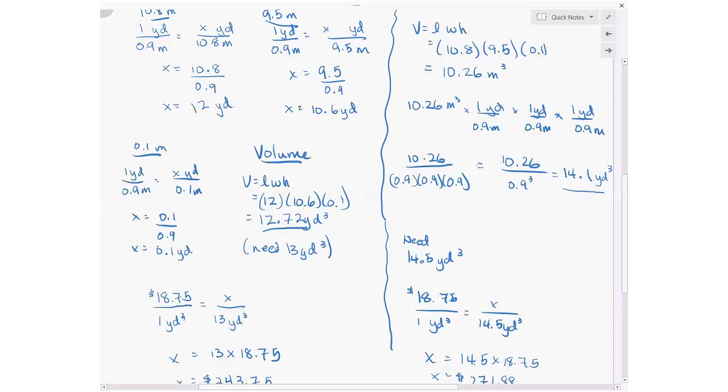If you can get your head wrapped around this part, the converting cubic yards, this is the better way to go, because practically it's more accurate. However, if you're showing me this work, I will still accept that as correct.